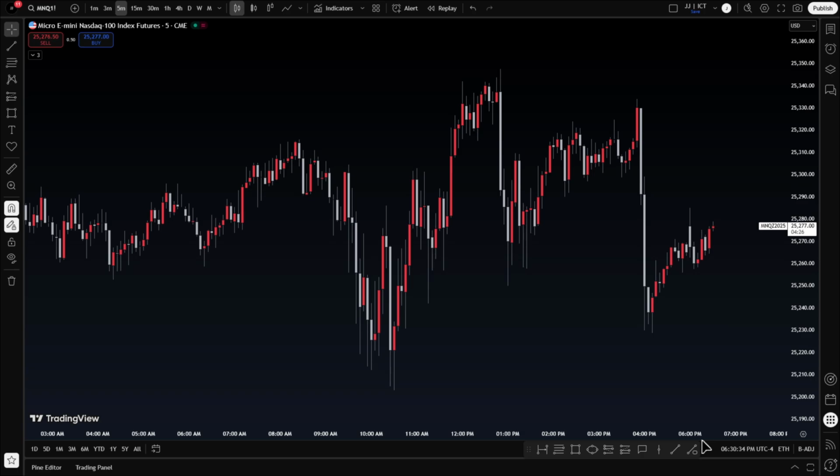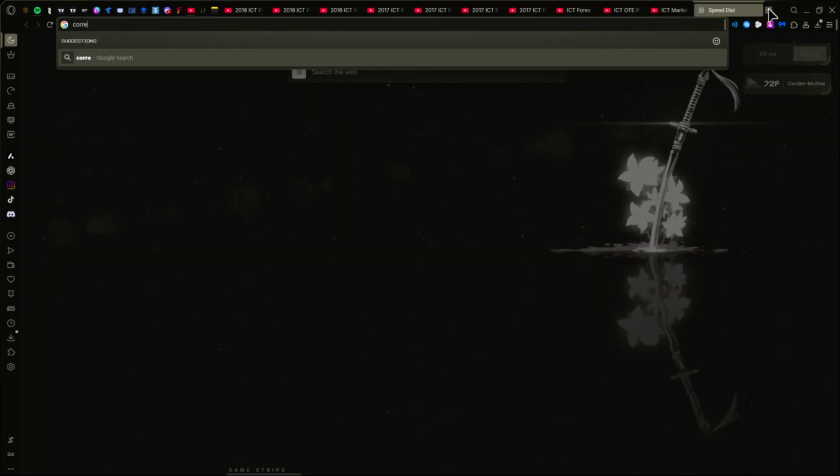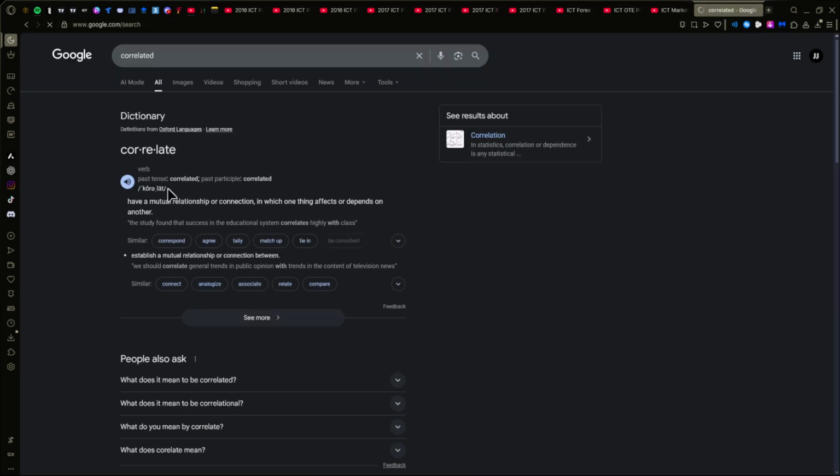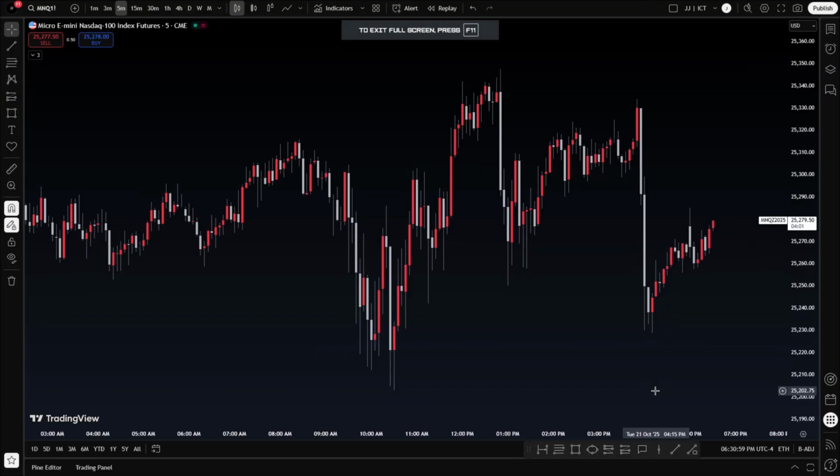What is an SMT? What is a smart money divergence? First, let me pose a question to you. Do you know what correlated pairs are? Do you even know what the word correlated means? Well, let's search it up together, shall we? Correlated: have a mutual relationship or connection in which one thing affects or depends on another. In short, basically two things do the same exact thing, or they depend on each other. Very simple.